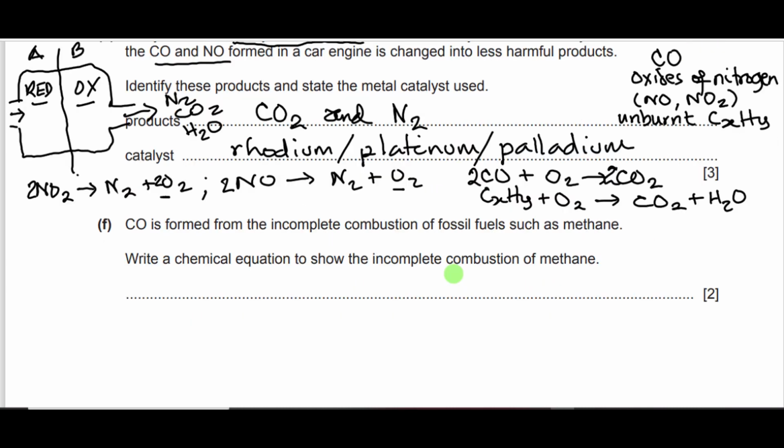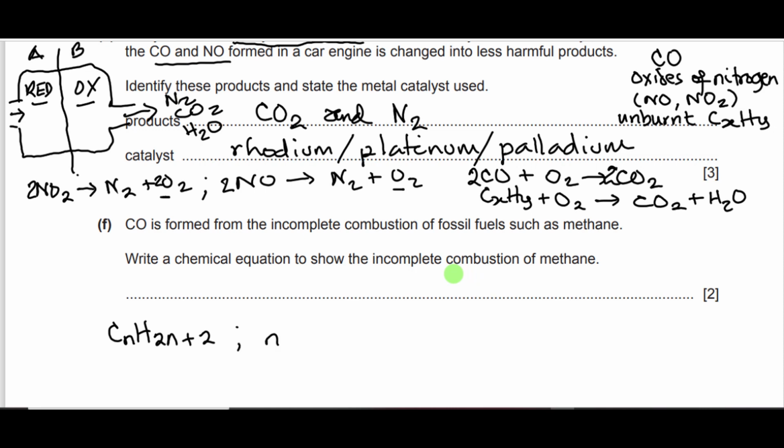So we move to question 2F. Question 2F says CO is formed from the incomplete combustion of fossil fuels such as methane. Write a chemical equation to show the incomplete combustion of methane. I've already explained how CO is formed, which is what they are also stating here. So what's the formula for methane? Methane is an alkane, and the general formula for alkanes is CnH2n+2.